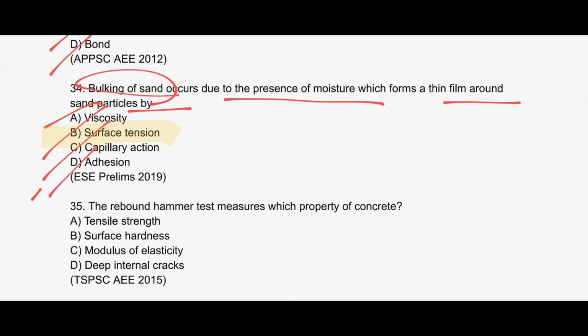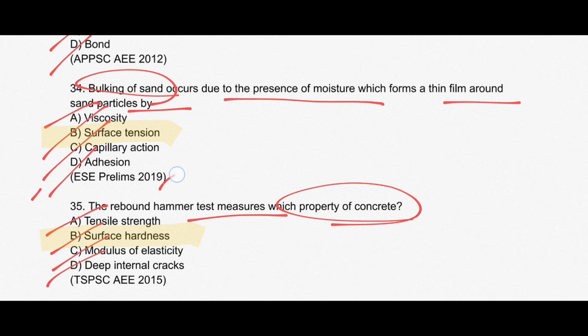35th question. The rebound hammer test measures which property of the concrete? Tensile strength, surface hardness, modulus of elasticity, deep internal cracks. So the answer is surface hardness. We use the rebound hammer test to find out the strength from the surface hardness.